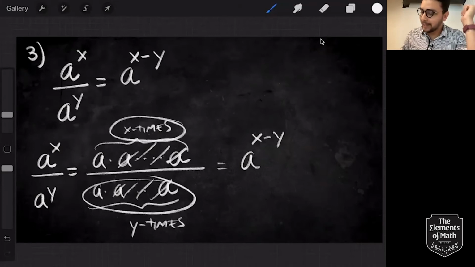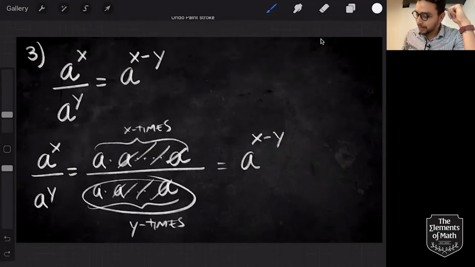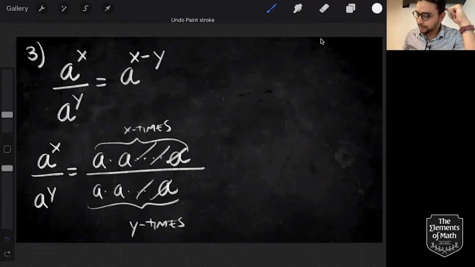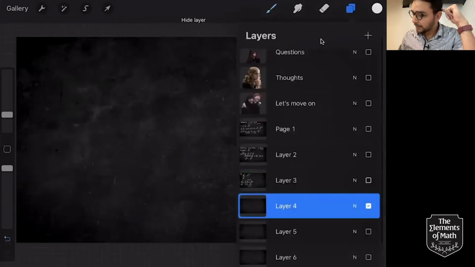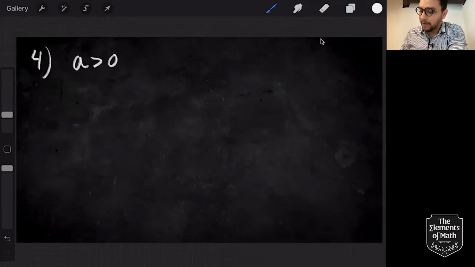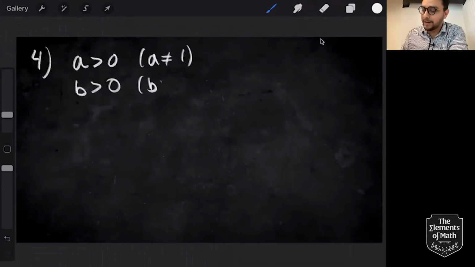And finally, the last property that I'm going to make comments on here today is property number 4, when you have a and b positive constants, and all of them again different than 1.